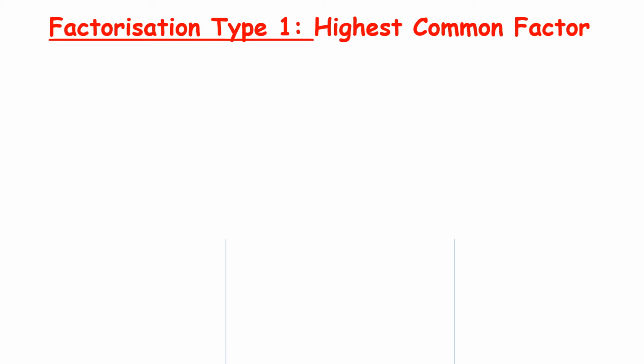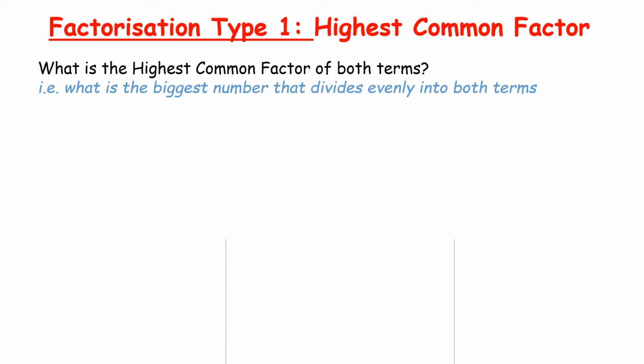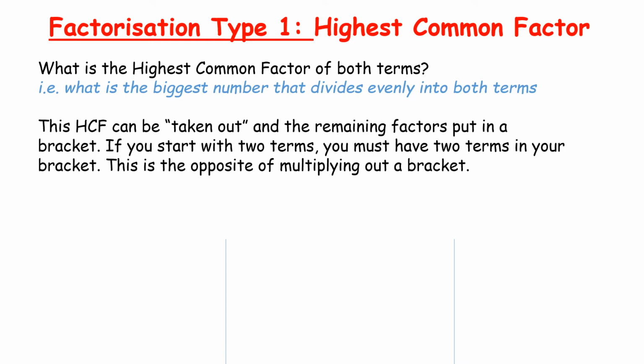Factorisation type 1, highest common factor. So when we're attempting this type of factorisation, we're asking ourselves the question, what is the highest common factor in both terms? i.e., what is the biggest number that divides evenly into both terms? Remember that a letter is standing for a number, so it can be a common letter as well. We're going to start with binomials, so where there are 2 terms, but this can be applied to more than 2 terms. So when we talk about the HCF, we're talking highest common factor. It is taken out, which is another way to say divided, and we end up with a bracket. And if we've started with 2 terms, we should end with 2 terms in our bracket. So let's look at an example.